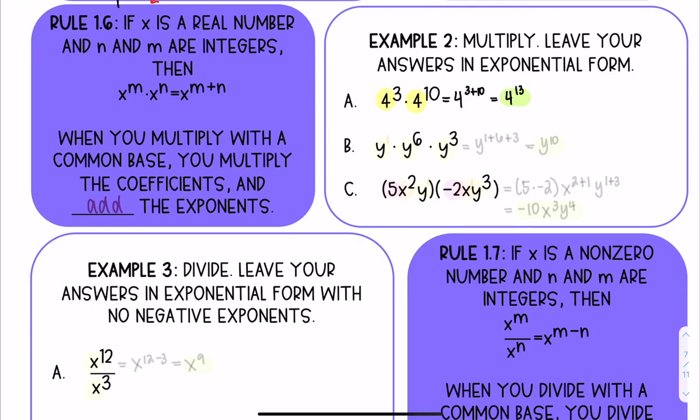What about y times y to the 6 times y cubed? So remember that if there's no exponent written, that's just an exponent of 1. And so again, we have the same base. We have a base of y. And so we can just add the exponents together. So y to the 1 plus 6 plus 3, which is just y to the 10th.